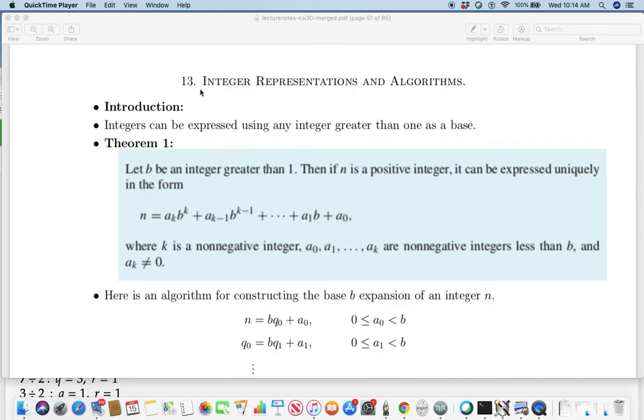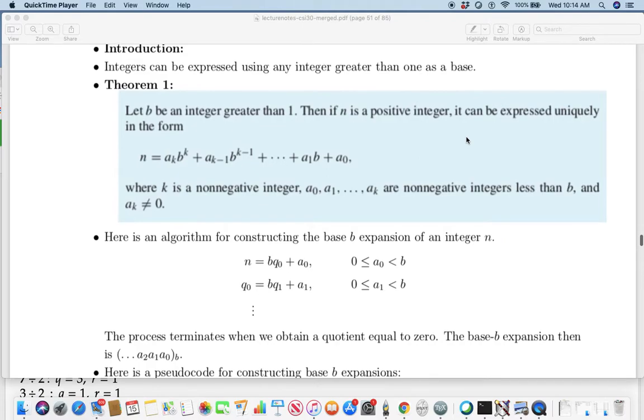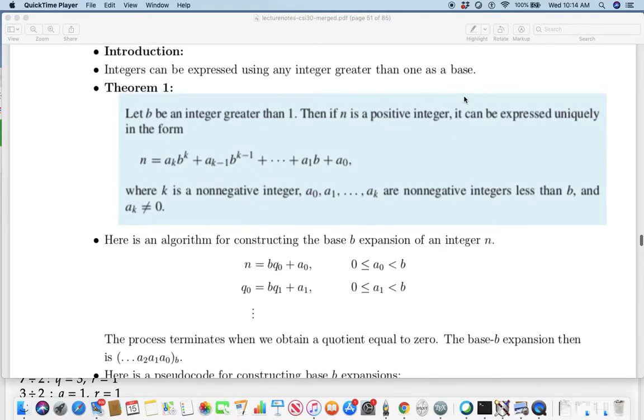Lesson 13, Integer Representations and Algorithms. Introduction. Integers can be expressed using any integer greater than 1 as a base. You see, we think of numbers in base 10 because that's natural to us. That's what we learned from childhood. But given any integer greater than 1, you can use it as a base.